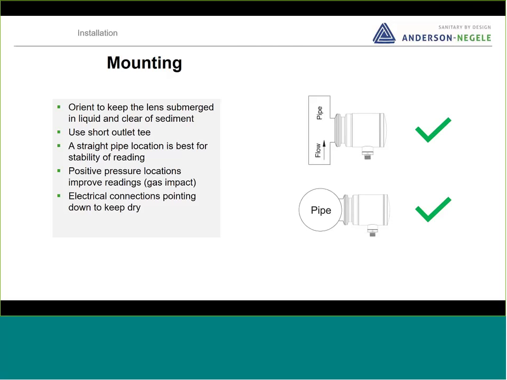Whereas if we go into positive pressure, first off, things like CO2 will stay in a dissolved state, so they won't off-gas and corrupt the reading, and anything present just from the process will be diminished because it's going to be compressed. And then lastly, we always like to see the electrical connections pointing down, so that water flows away from them rather than collecting in them.